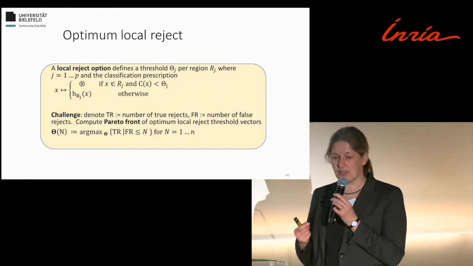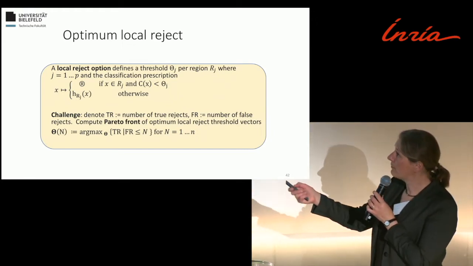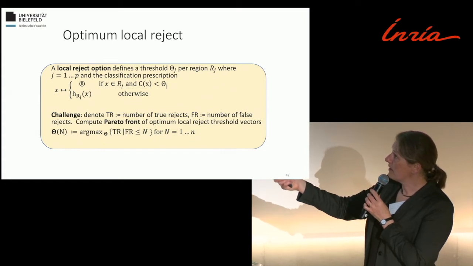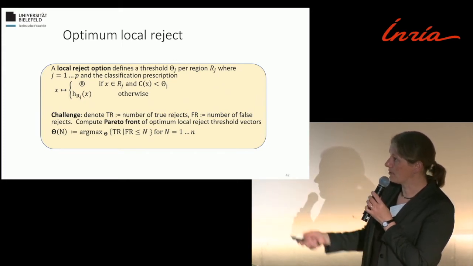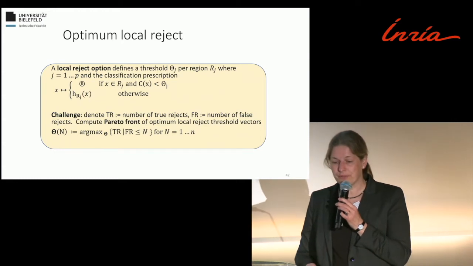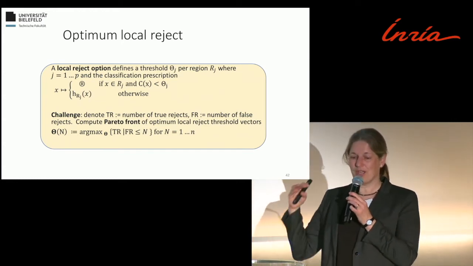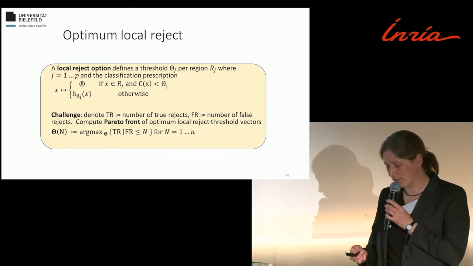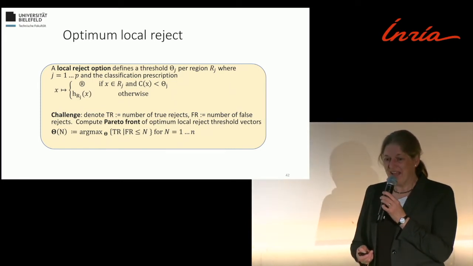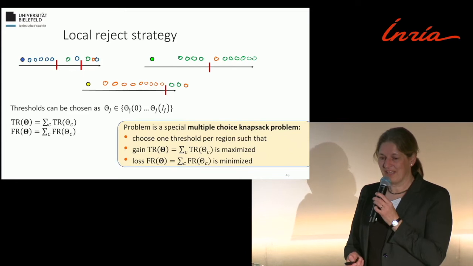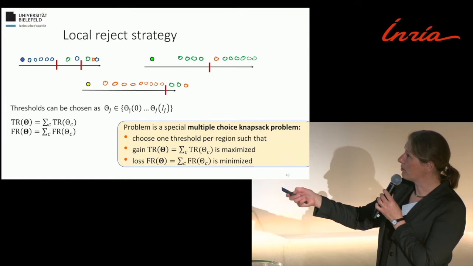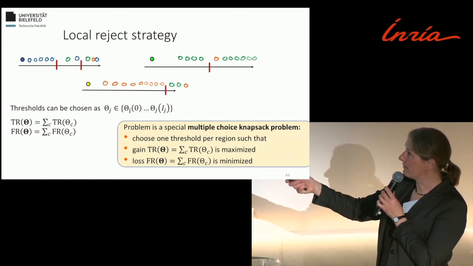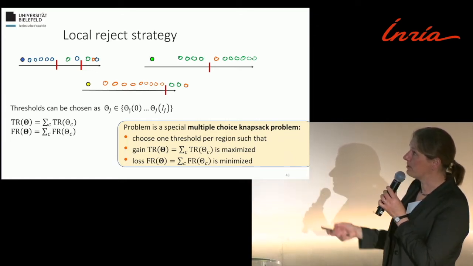Mathematically, it's the challenge to have a vector of thresholds, theta j, such that in the region J, you use this as a threshold, and the question is how to optimize those. You're aiming for the Pareto front of threshold vectors, maximizing true rejects, minimizing false rejects. It turns out this is a classical problem because you can just order the points according to their certainty. Then you have a fixed possible number in every region of possible thresholds.